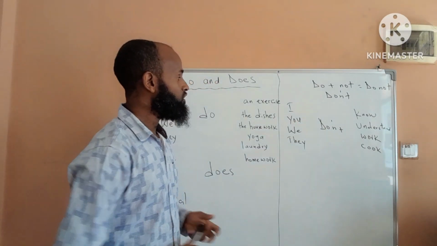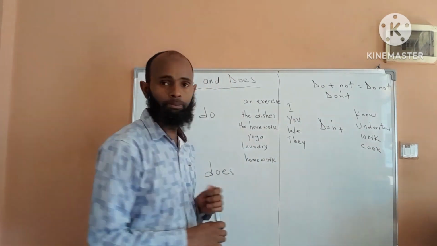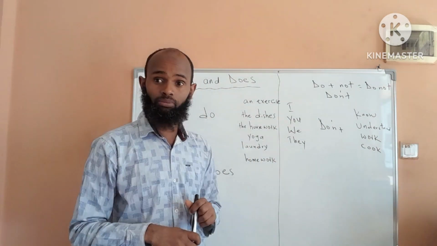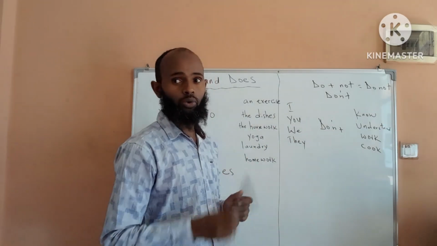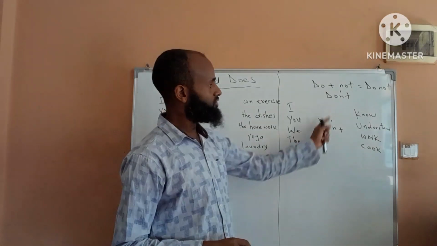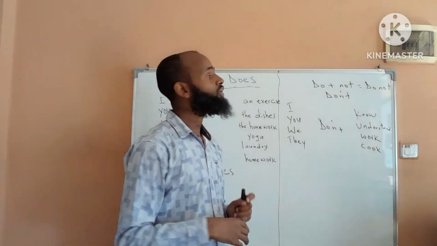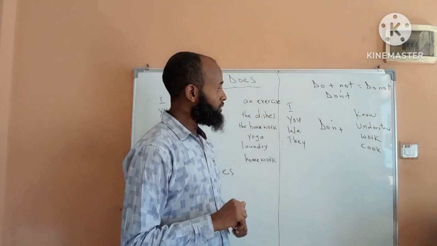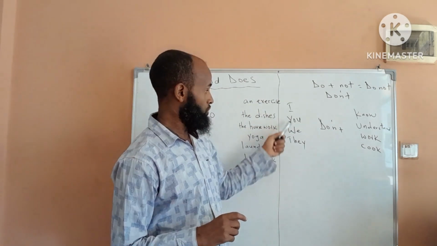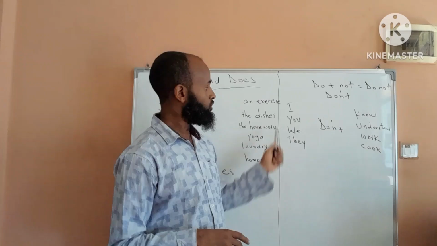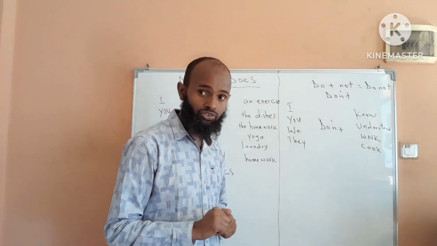Look, in this case this do is used as a helping verb or an auxiliary verb. I don't know. You don't understand. We don't work. We don't cook. They don't know. They don't understand. They don't work. They don't cook. Very good. So these are plural subjects: I, you, we, they are used with don't.